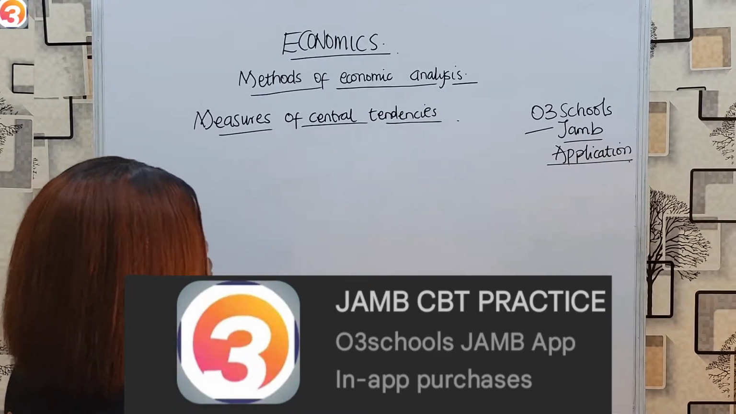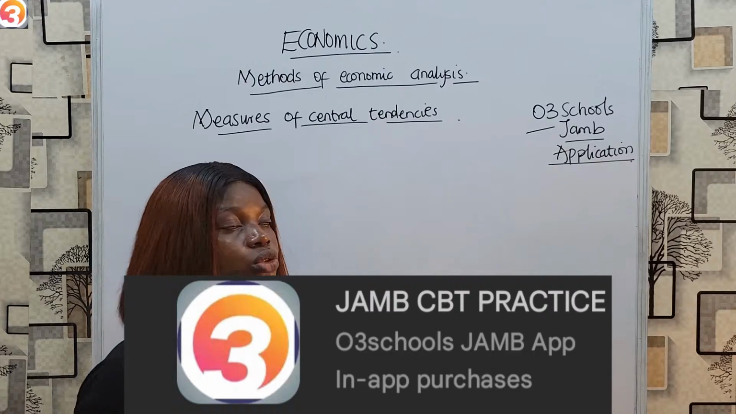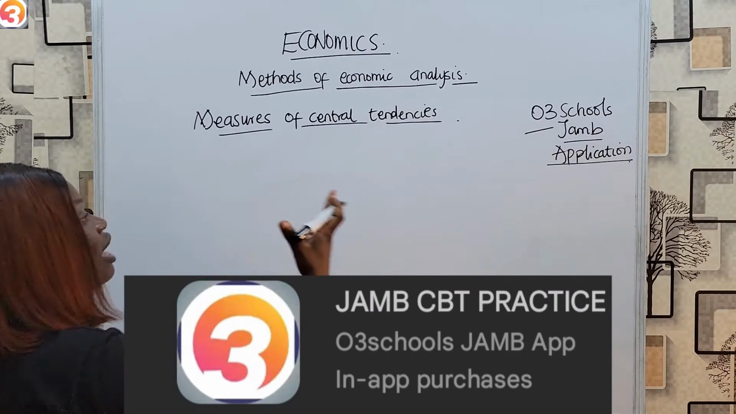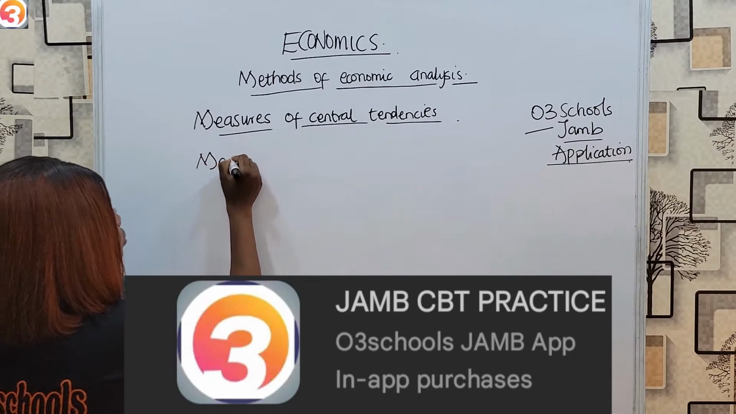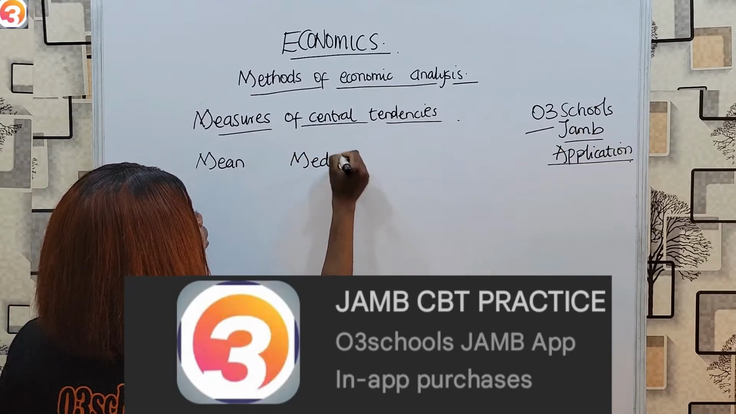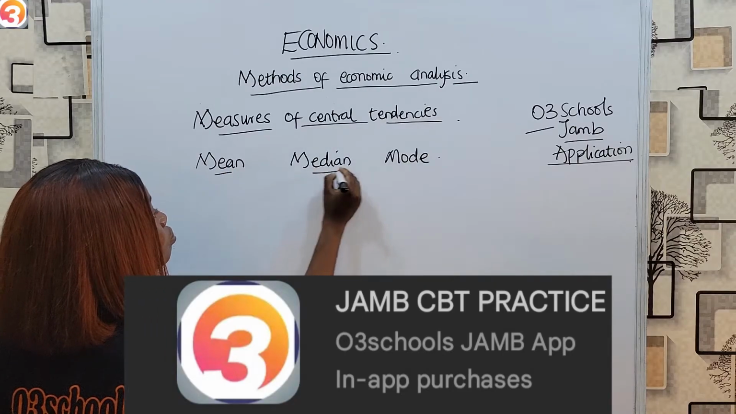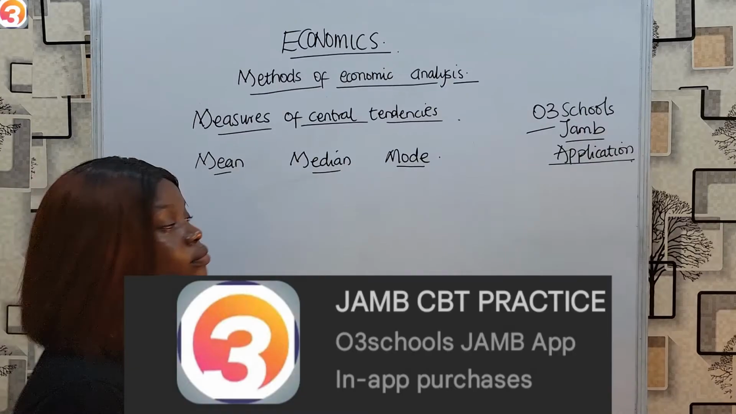Now let's look at the measures of central tendency. We won't waste much time, so we're just going to go straight to the measures of central tendencies. Now we have three basic measures of central tendencies. We have the mean, we have the median, and we have the mode. Mean, median, and mode. We'll be looking at each and every one of them.